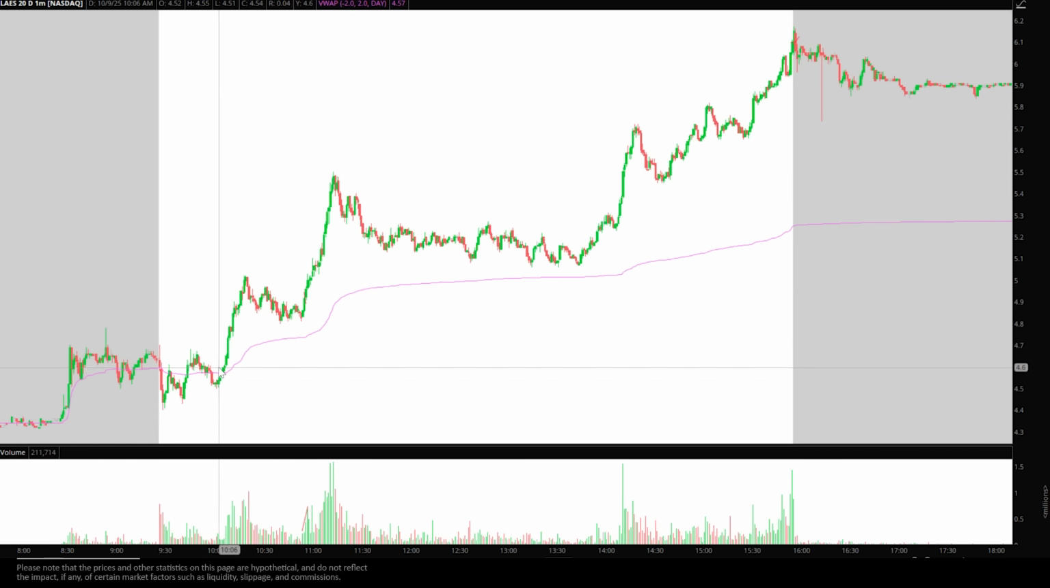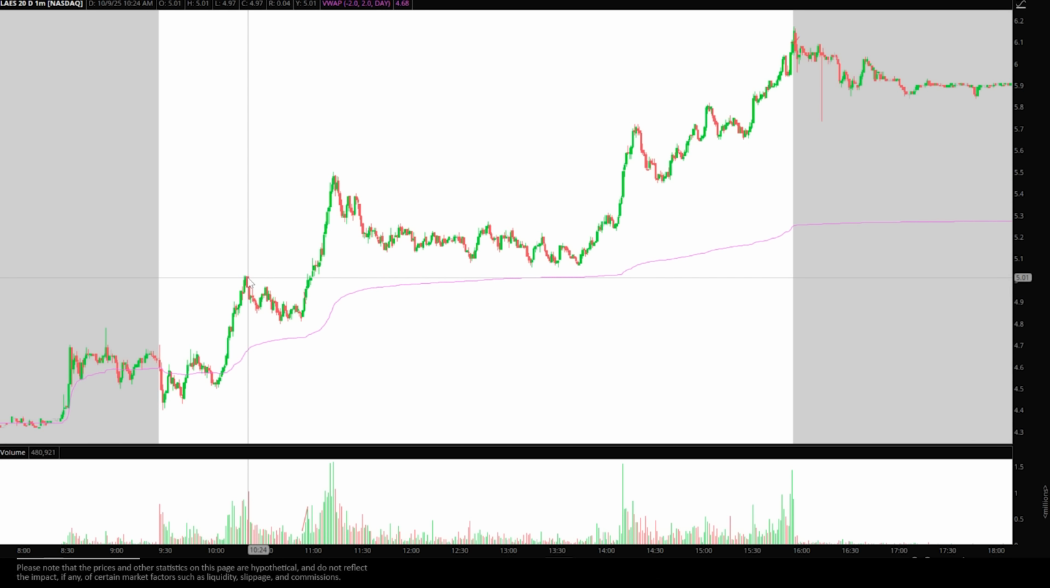After the open, we were consolidating in a tight range, just dancing around VWAP, 50-50, no clear winner between longs and shorts. But as soon as we broke above pre-market resistance and the morning's range, and we pushed above VWAP, at that point in time, price was telling me that buyers were beginning to take charge.